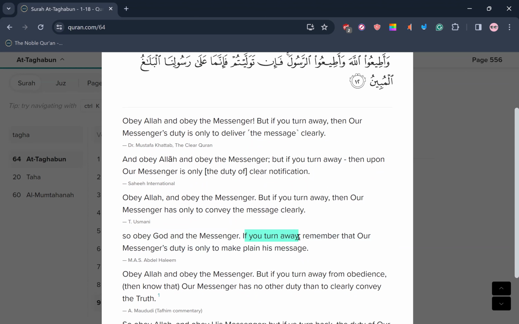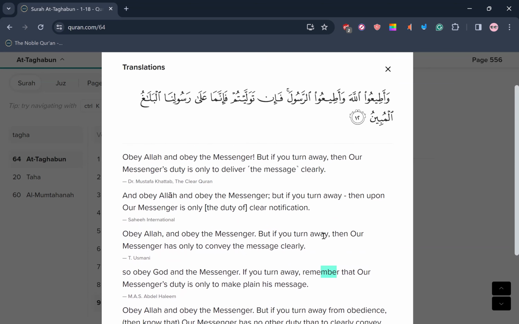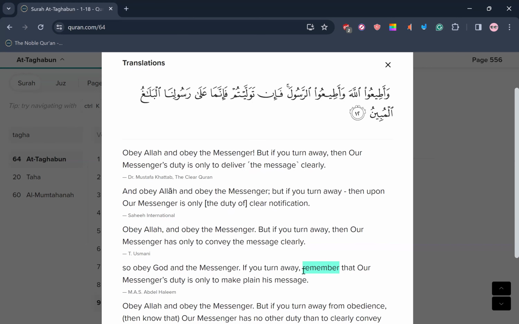If you turn away, see, Abdul Halim got it. Abdul Halim is like, this is a new sentence. We don't have to translate the fa. We can just leave it away. If you turn away, remember that. Where is he getting remember? So that's kind of like he's translating فَإِنَّمَا here, the fa, because fa at-ta'liliya. He kind of went with remember or because. And I think it's a better way of even connecting. If you turn away, and our messenger's duty is only to make plain his message.